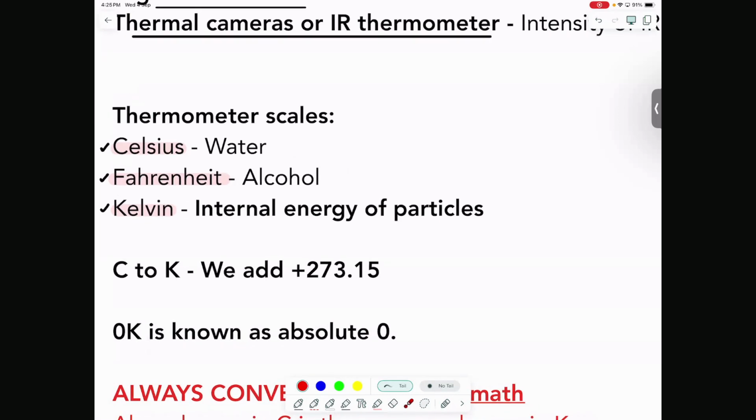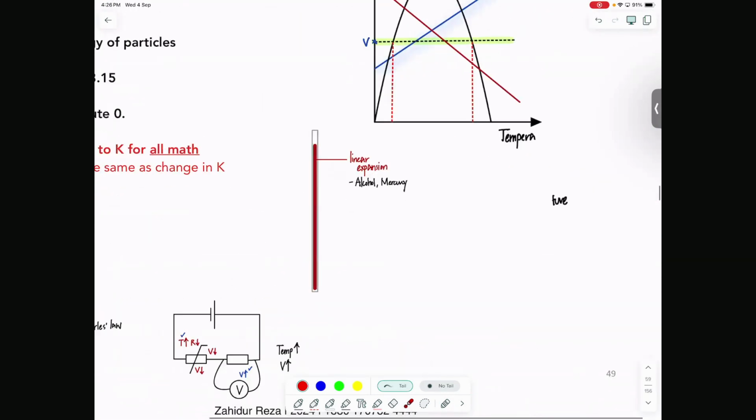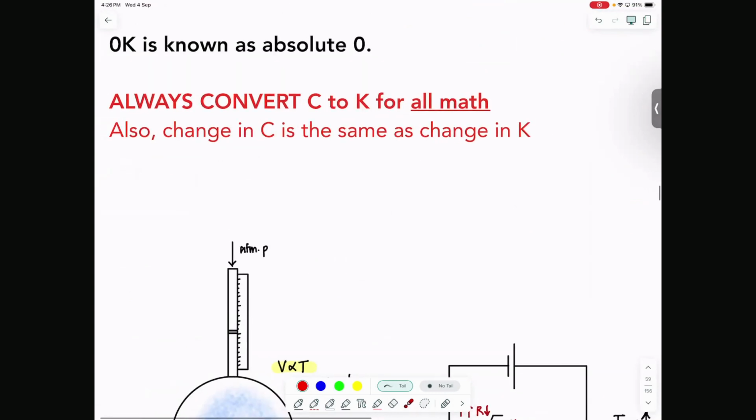For our syllabus, strictly, right? It's only Kelvin scale. We won't be using degrees Celsius, Fahrenheit, absolutely not. It's only going to be Kelvin scale. If you're provided degrees Celsius, you have to convert them into what? Kelvin. Do you know the conversion? Yeah, you have to add 273.15. It's given in the syllabus. It's here as well. So always convert degrees Celsius to Kelvin for all math.